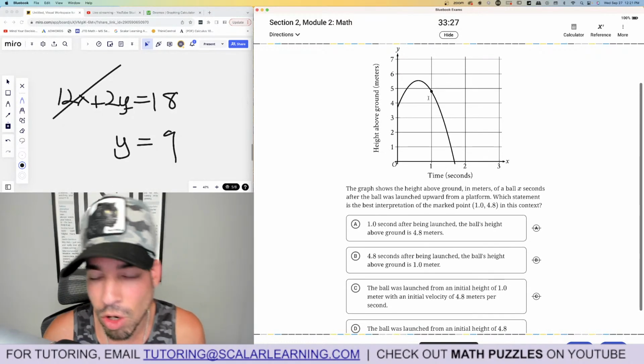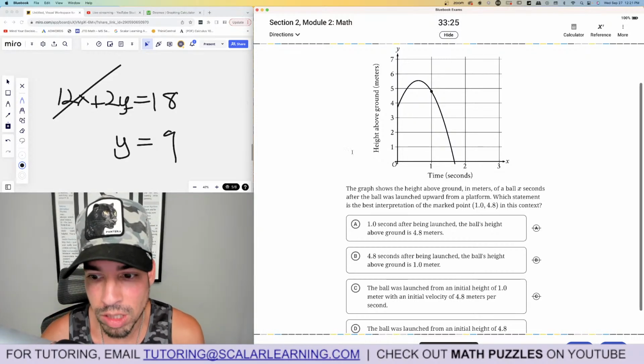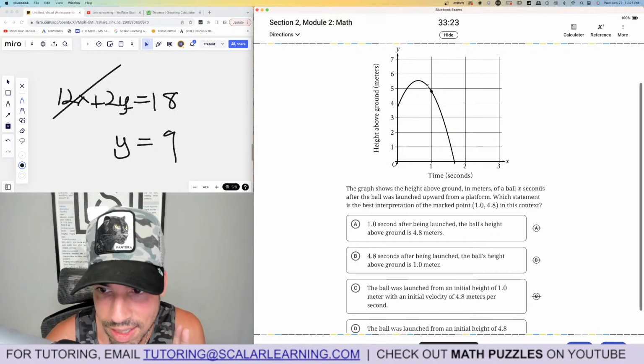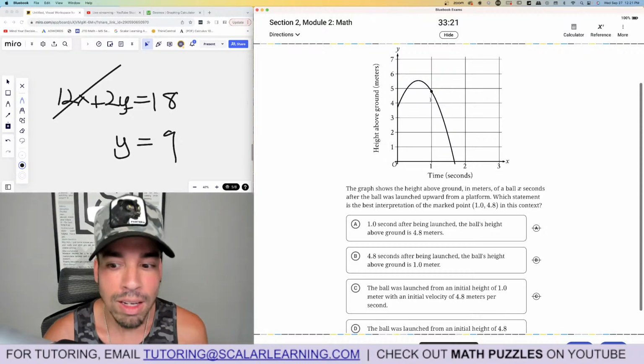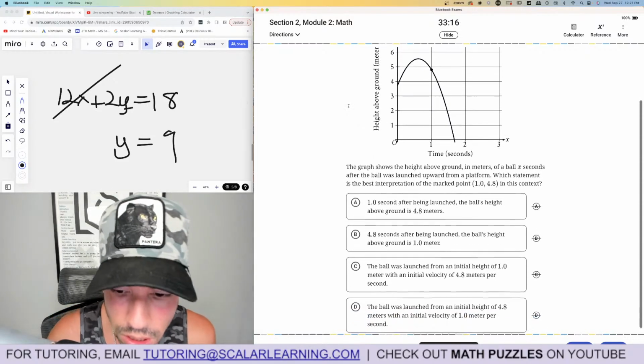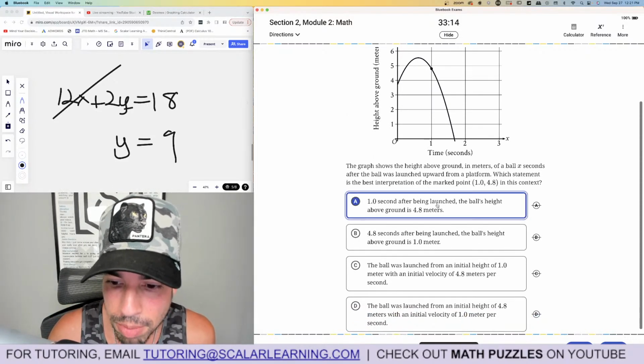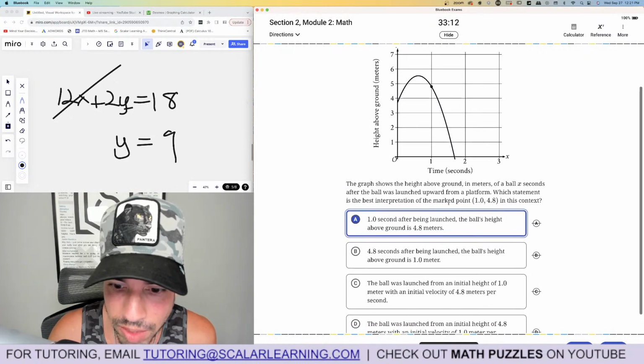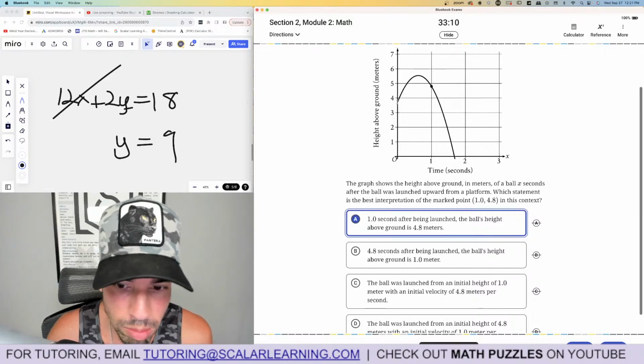The point is (1, 4.8). So we're going to answer this before we look at the answer choices, which I love to do on these problems. It's saying at 1 second, the height of the ball is 4.8 meters. Now let's read the answers. 1 second after being launched. Look at that, it's right there. And here's the platform, about 3.8.